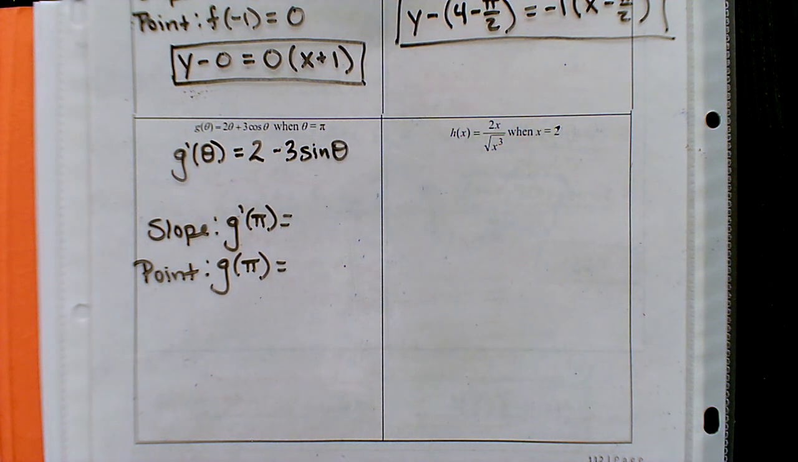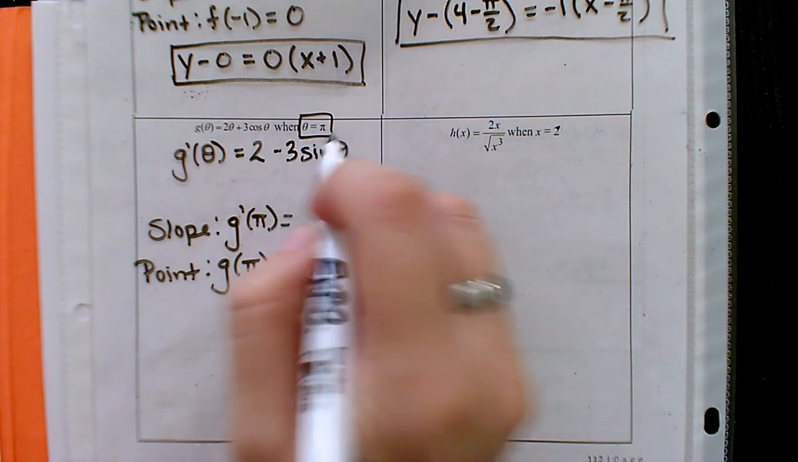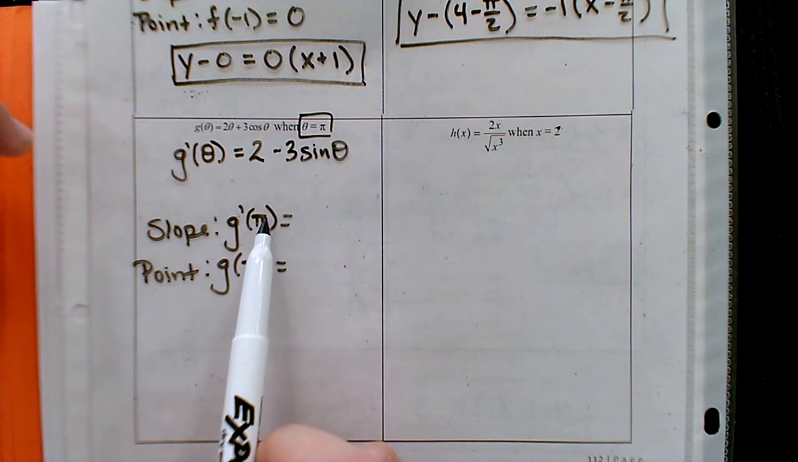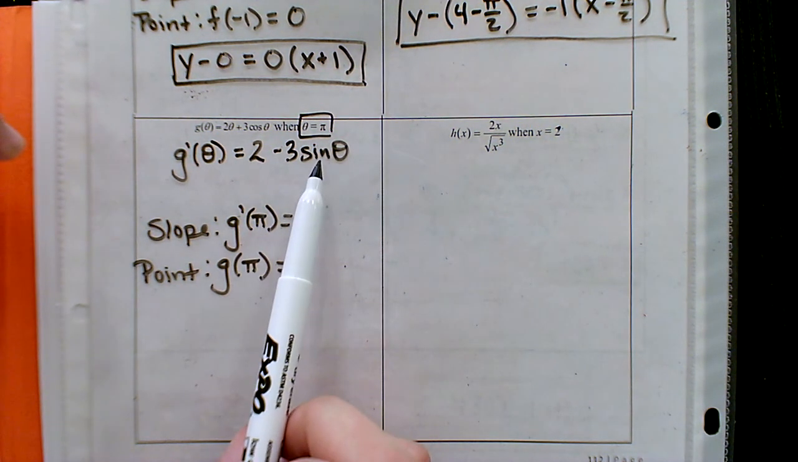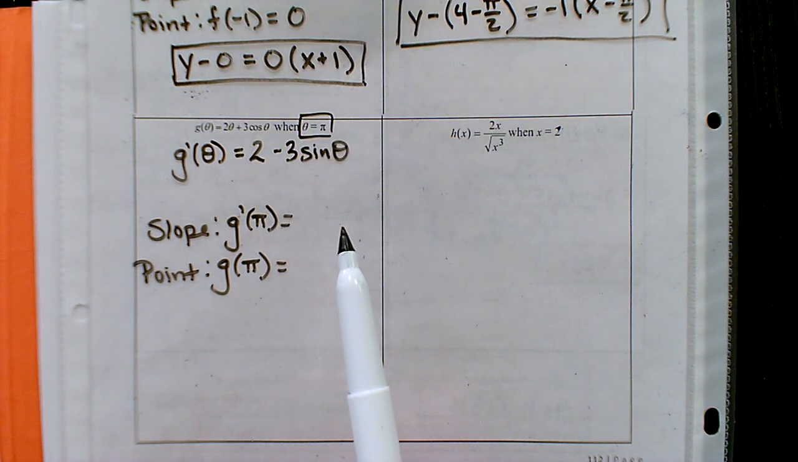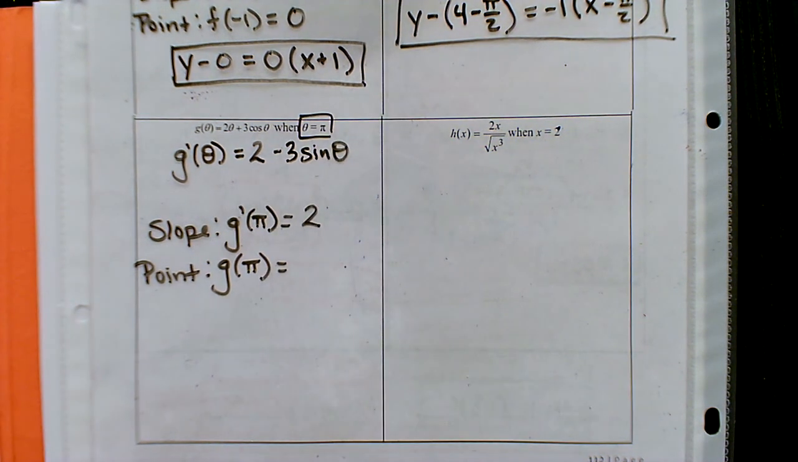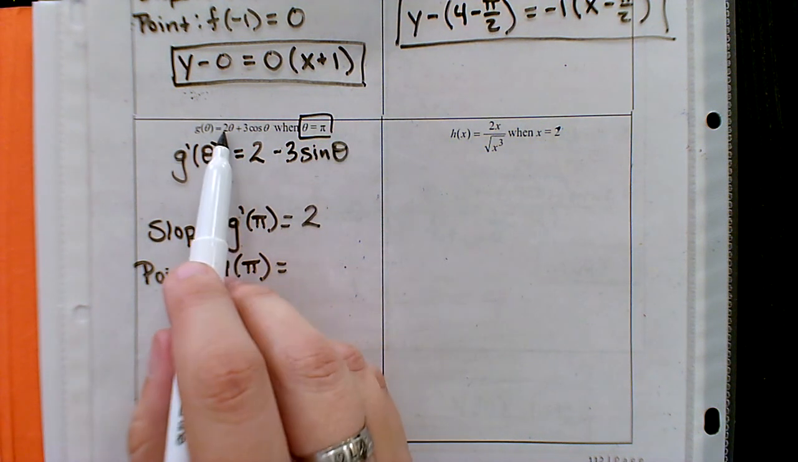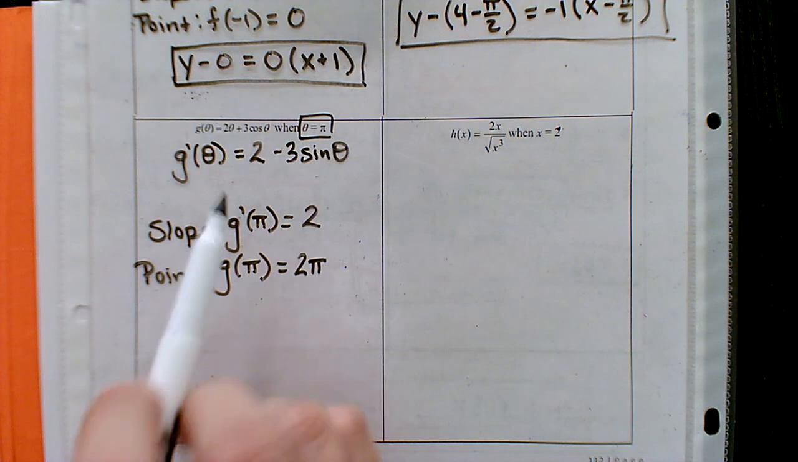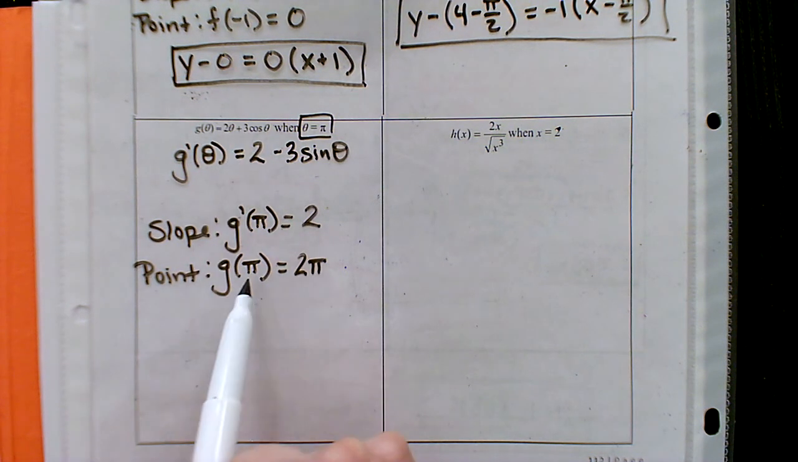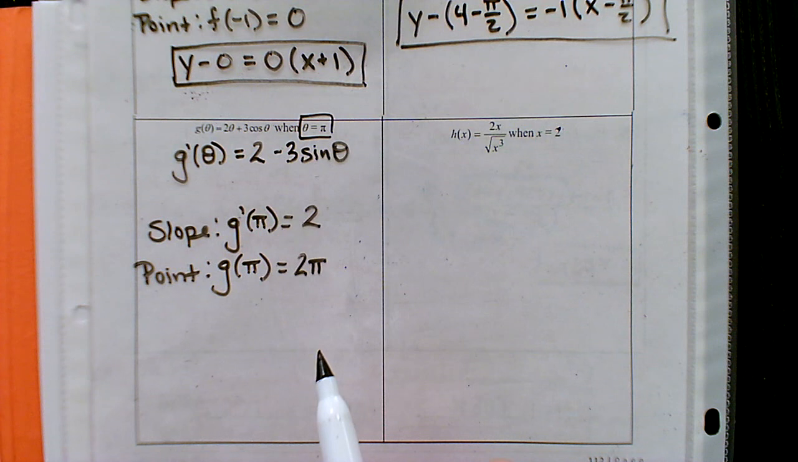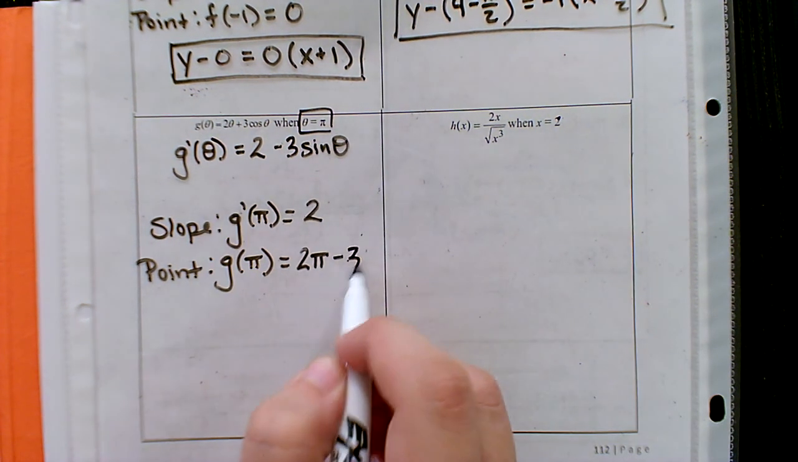Now we can figure out the slope and the point because we have our tangent location at pi. If we plug pi into our derivative to get our slope, sine of pi, unit circle, furthest left point, is 0. So we have 2 minus 0, which is just 2. Let's plug pi into the original to get our y value. We would have 2 pi plus 3 cosine of pi. At the furthest left point, what's the cosine value? -1. Good. -1 times 3, we'll have a -3.